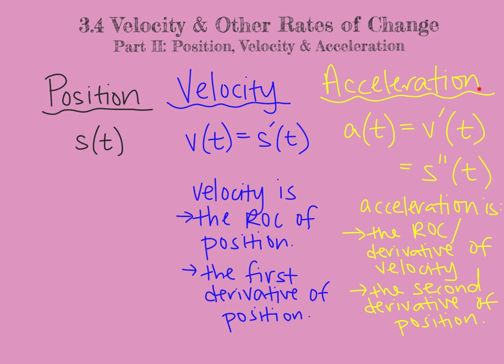Then acceleration we took a look at last. Acceleration is how velocity changes. Acceleration is the first derivative of velocity. Then acceleration is also the second derivative of position. We're traveling along to the right, s of t, s prime of t, s double prime of t. As we move to the right, we're taking derivatives. So acceleration is not only the derivative of velocity, it's also the second derivative of position.